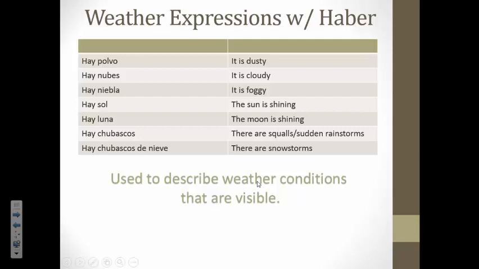Okay, so let's take a moment and compare. Hace sol means it's sunny outside. Hay sol, the sun is shining. Really, in English and in Spanish, those are kind of interchangeable. They both imply that the sun is out today.